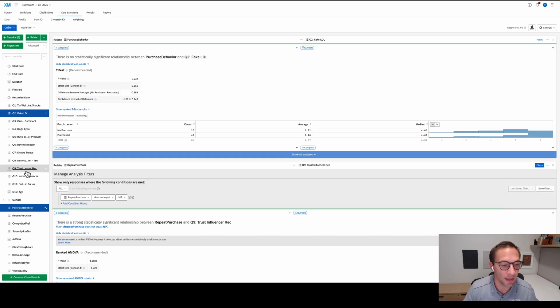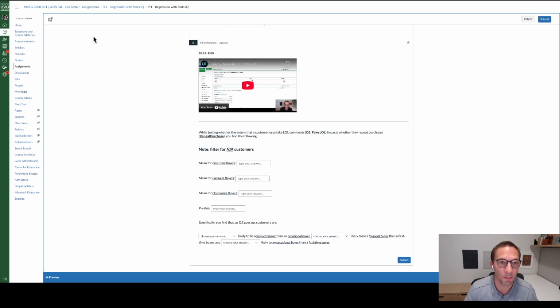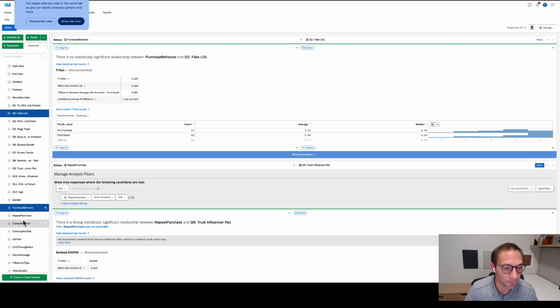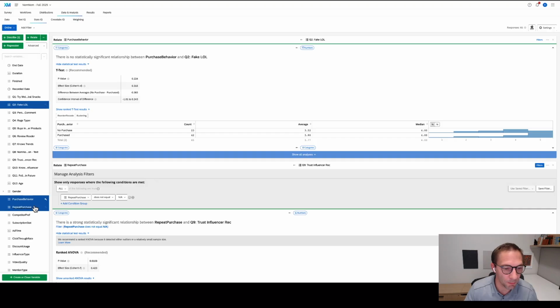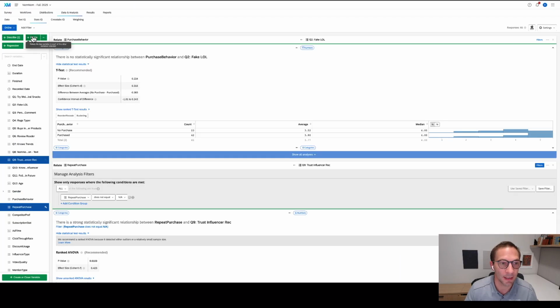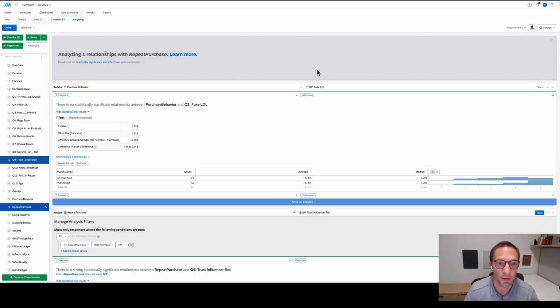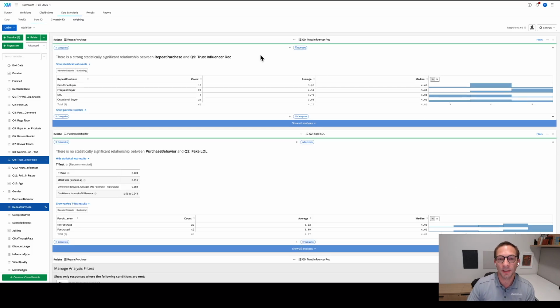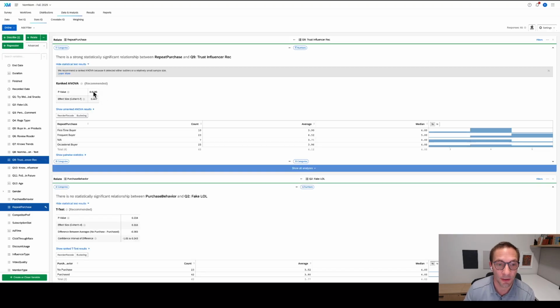So if I'm popping over here to run this analysis, repeat purchase is going to be my output. So I'm going to go to repeat purchase. I'm going to make sure that has the key, and then I'm going to select Q9 instead of Q2, just so we're not getting exactly the same answers. I want you to work through this as well, for sure. Okay, I'm seeing a statistically significant relationship. Here's my p-value.